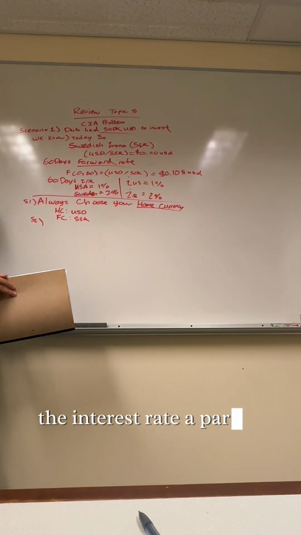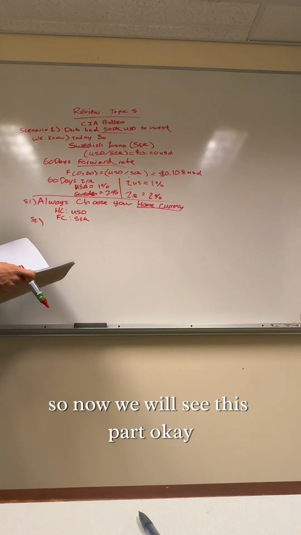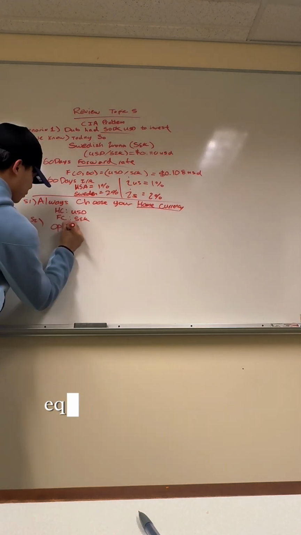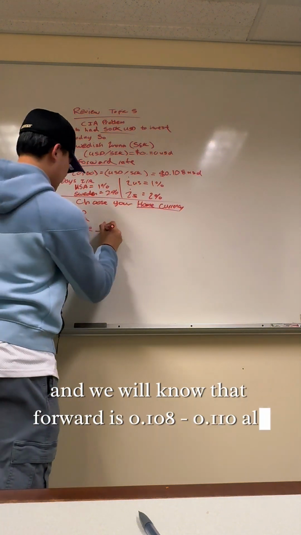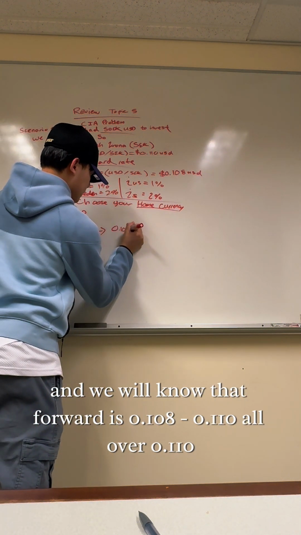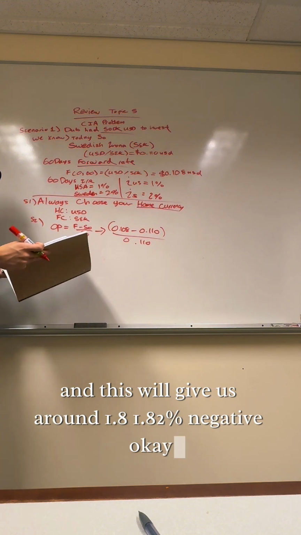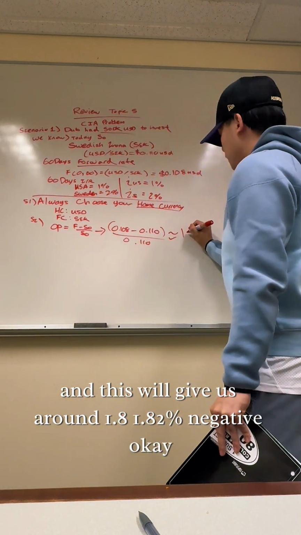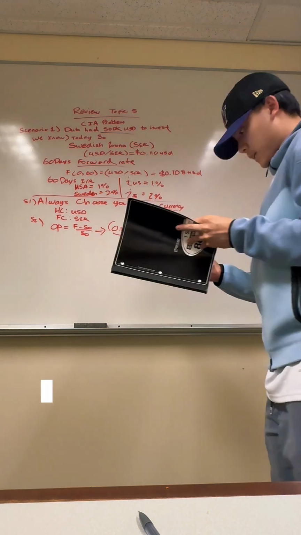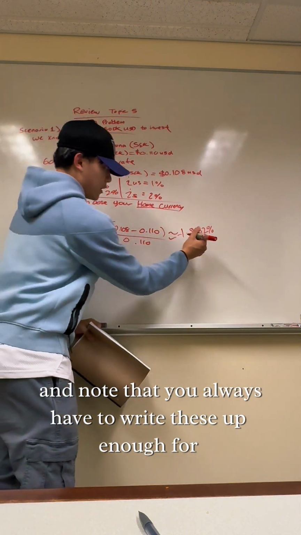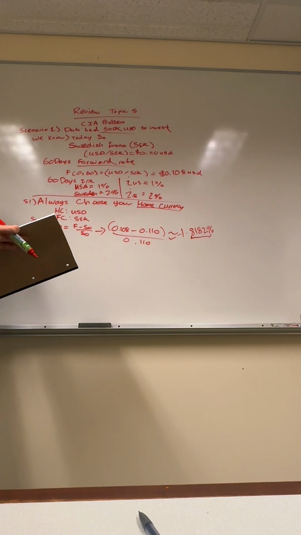Okay, the interest rate parity, which means there's no arbitrage opportunities. So now we'll see this. The observed premium, OP equals F minus S0 over S0. We know the forward rate is 0.108 minus 0.110, all over 0.110. This gives us around negative 1.8182%. Note that when we write these out, we always have to keep 4 decimals, so that rounding issues don't impact it as much.